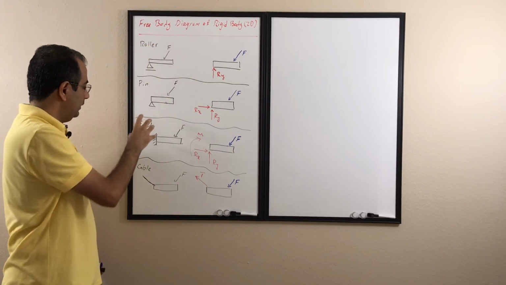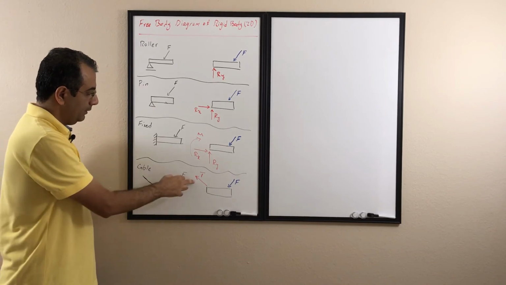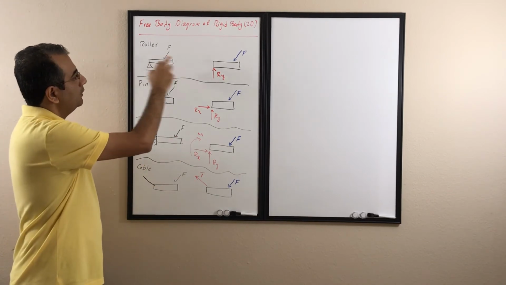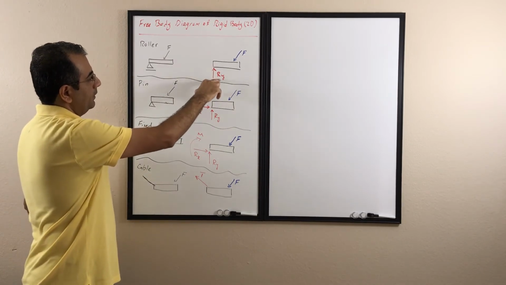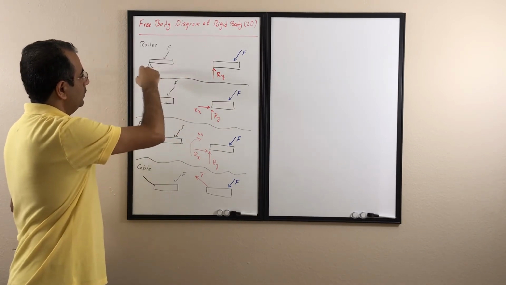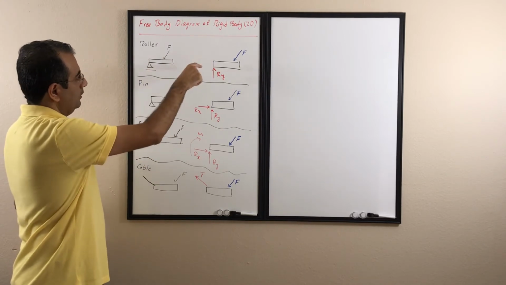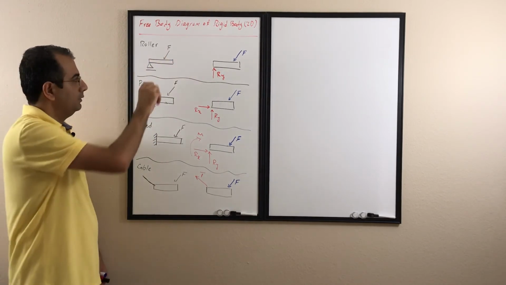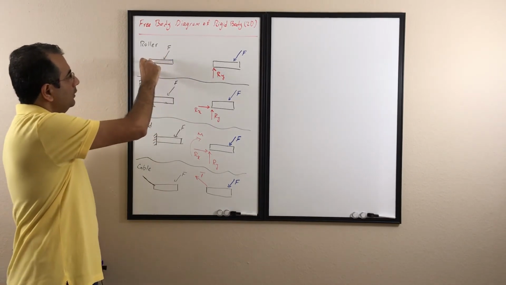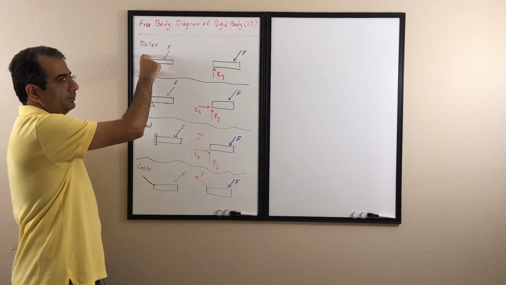So it's a roller, pin, fix, and sometimes we may have a cable. If you have a cable, we replace it with a single tension force. If you have a roller, we replace it with a single support that doesn't let it go up or down. Here the roller is horizontal, so it's up and down. If the roller was vertical, it wouldn't let it go left or right. So the roller doesn't let it move normal to that roller.